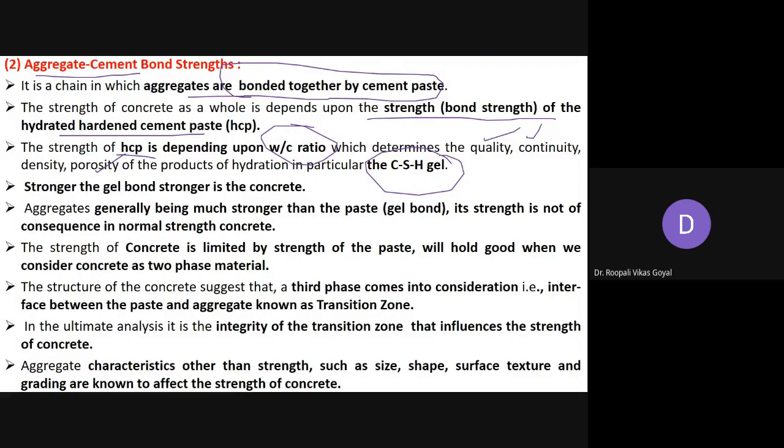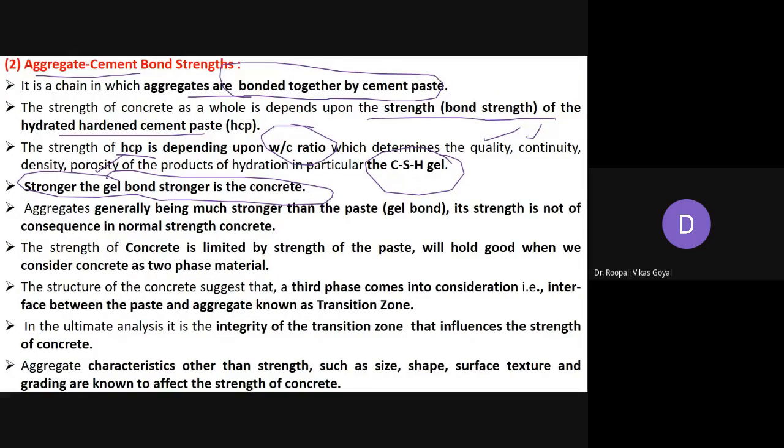So ultimately this CSH gel is the hydrated product that is actually responsible for the strength aspect and also responsible for the bonding. So proper bonding, proper CSH gel formation is very important. So you can say that the stronger the gel bond, the stronger is the concrete. If the gel is proper and the bonding is proper, then it may result in stronger concrete.